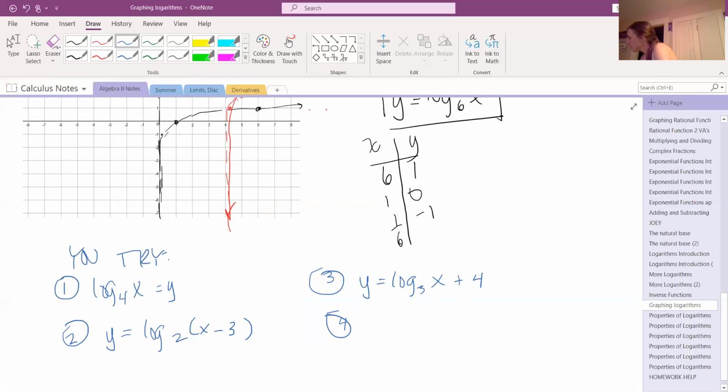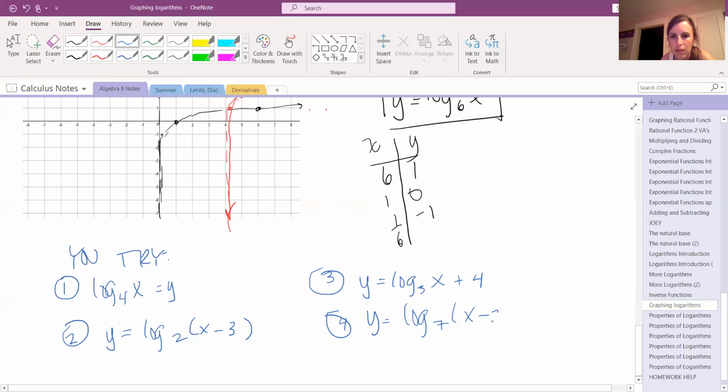Is there a number 4? I thought there was a number 4. There we go. Y equals log base 7 of (x - 2) + 3.